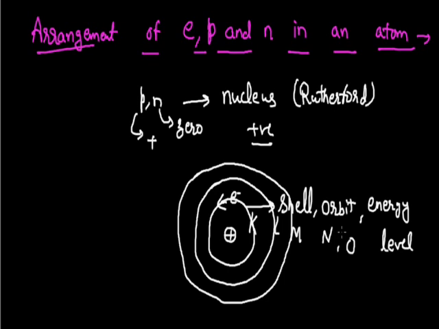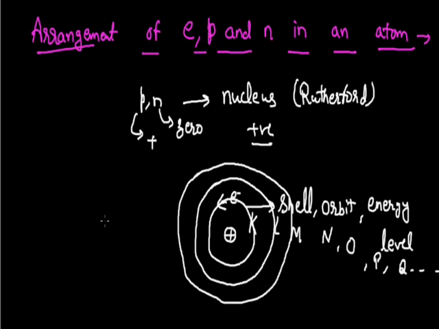if we are to give the symbolic representation for these shells, then we can use the alphabetical order. After the O shell, the next shell will be P shell, the next one will be Q, and so on. So this is how we represent these shells in alphabetical form, and these alphabetical symbols will be used when we write the electronic configuration for these atoms. So this is the arrangement of fundamental particles in an atom.